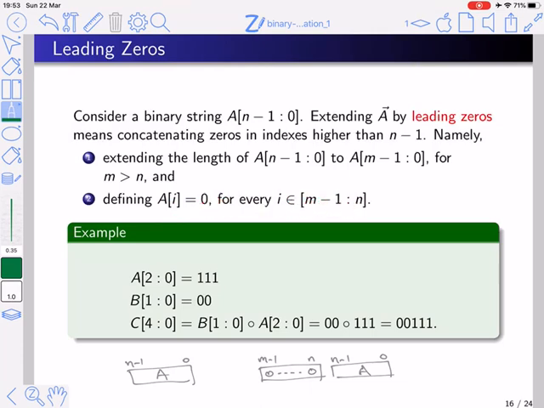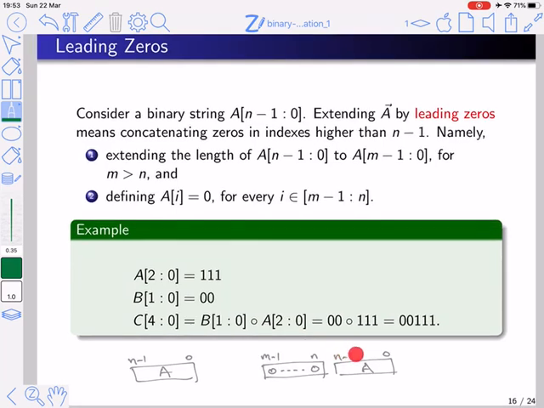So here's a depiction. I started with the string A. The bit positions were from 0 to n minus 1. And I end up with a new string that has A in the beginning and continues with zeros up to position m minus 1. Okay? This string is called the extension of A by leading zeros.